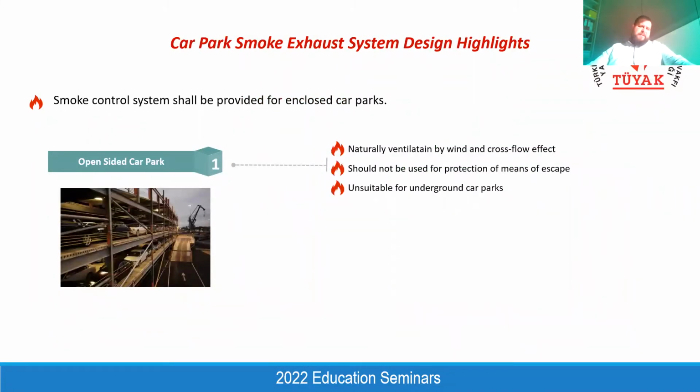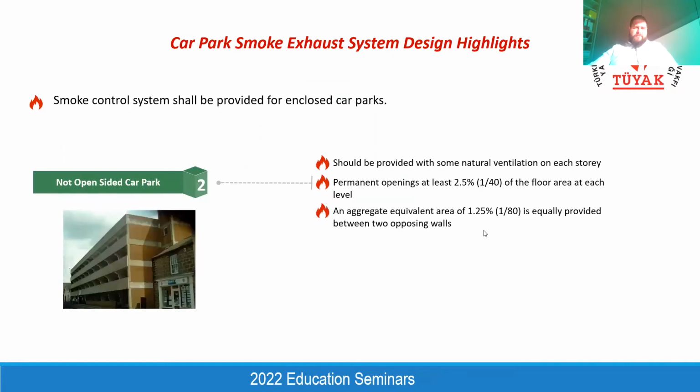As the last issue, if we have a car park, and we always have a car park for a high-rise building within the downtown of cities, we need to provide a smoke exhaust system as well. For open car parks, the smoke exhaust system is not required, but to consider a car park as an open car park, there should be at least 5% of the sectional area of each floor on the facade.